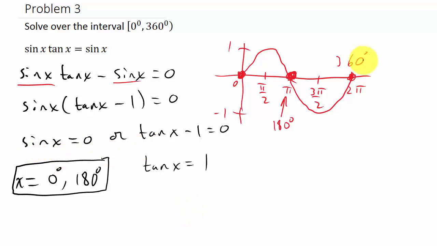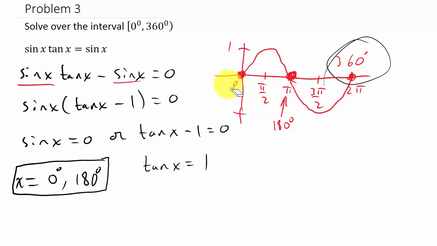Now you might be wondering, well, it's also 0 here at 360. Why aren't you including that also? Well, if you look, it says solve over the interval 0 to 360. Notice the parenthesis on the 360. That means 360 is not included. So that's why we're not including 360 in the solution.